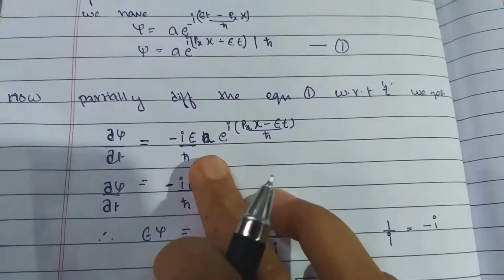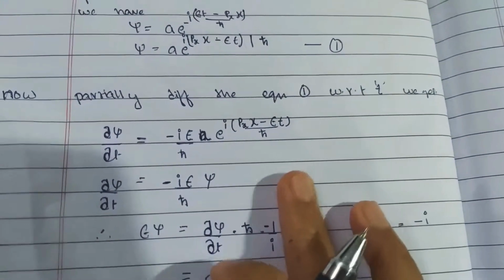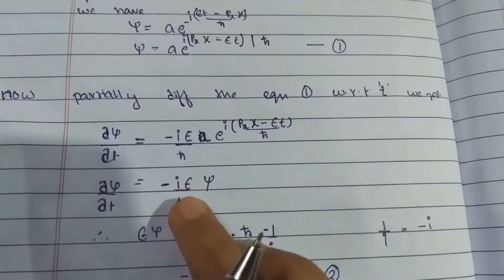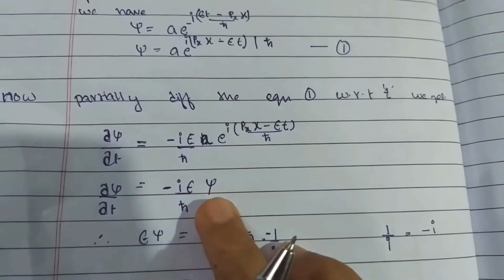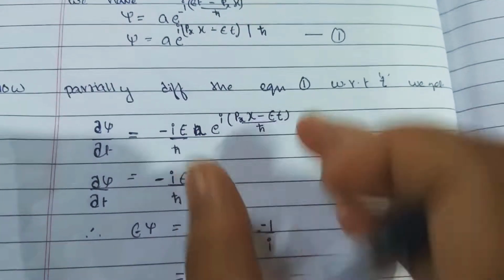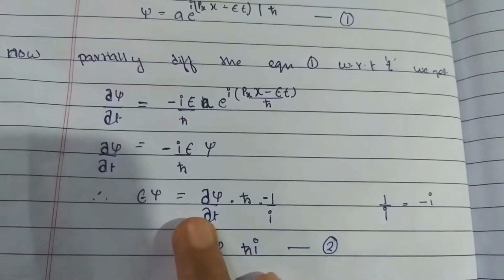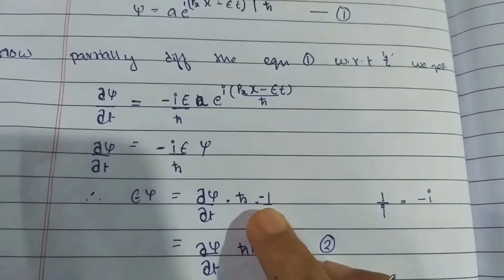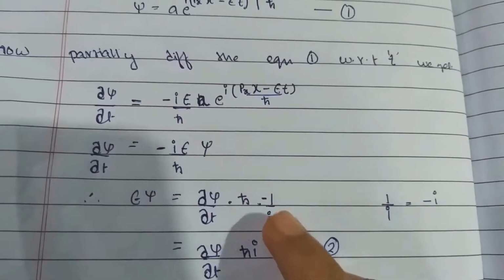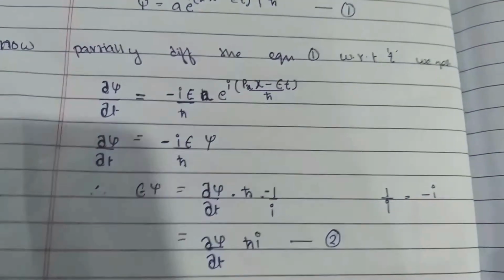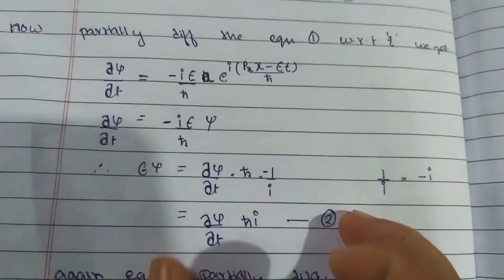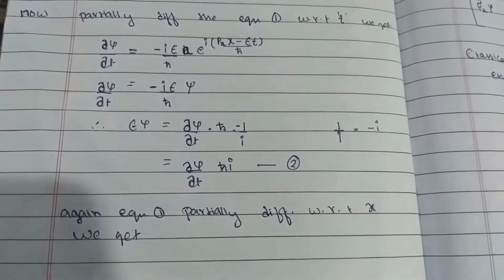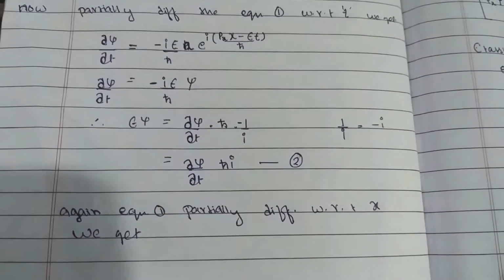If you know the differentiation, you can easily understand this portion. And d psi by dt, we get minus i E by h cut psi. You see this whole portion is psi, so we have written psi here. E psi equals d psi by dt times h cut times minus 1 by i, where minus 1 by i is equal to i, so E psi becomes positive, so we can write this as equation 2.